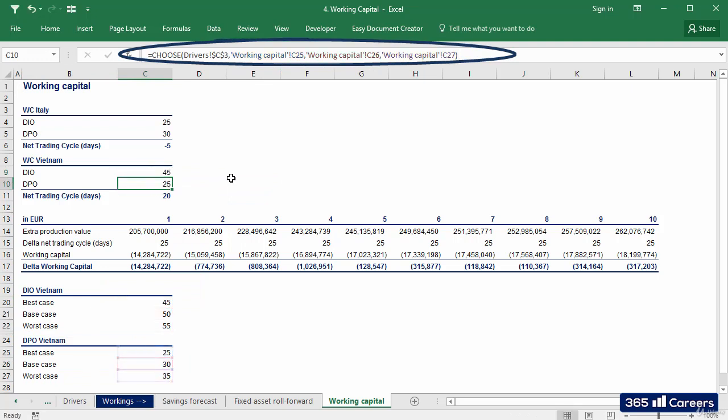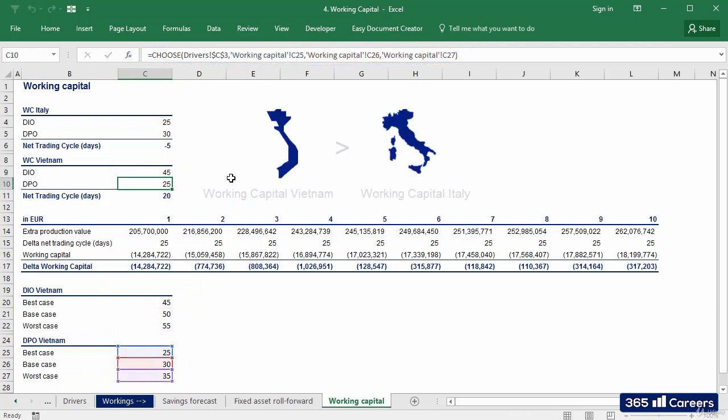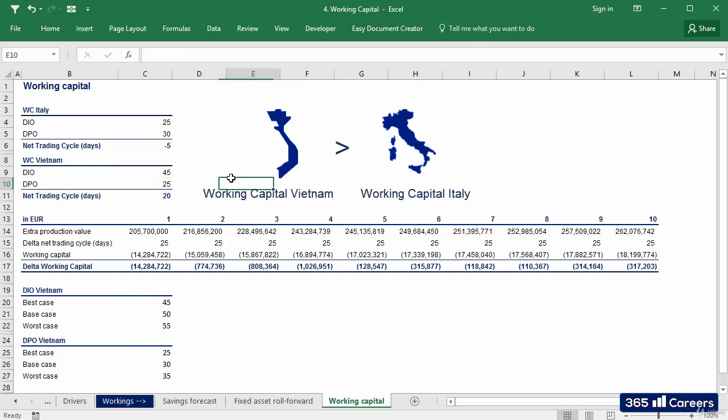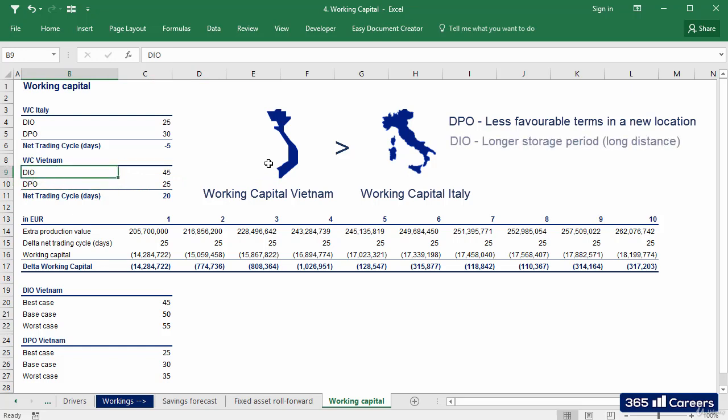Perfect. Why do we have higher DIO and DPO figures in Vietnam? Well, that's the operations team's call. However, it is reasonable to expect to have less favorable payment terms when working with new suppliers and moving to a new location, and to have a longer storage period when moving production thousands of kilometers away from the place where it is actually sold.